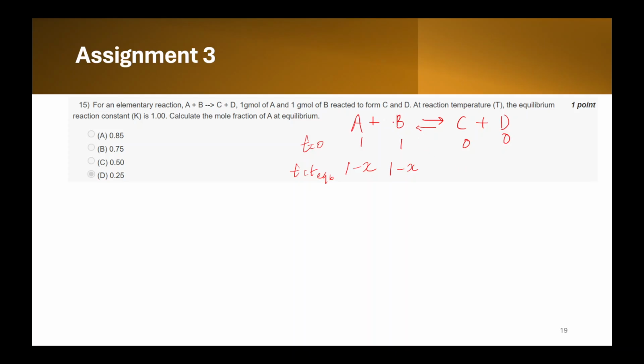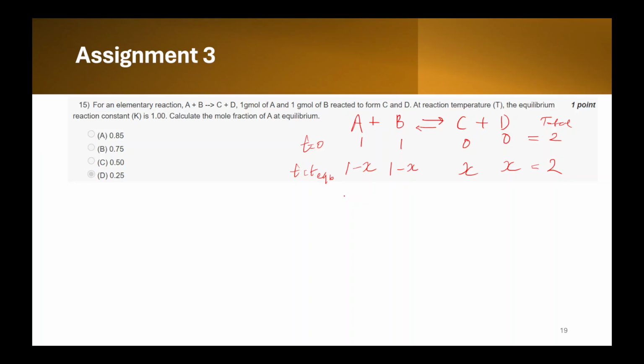Then because of the stoichiometry, the amount of C formed will be X and the amount of D formed will be X. So these are your moles of A, B, C, and D at equilibrium. So the total number of moles is 2. If you add 1 plus 1 plus 0, it is 2. If you add these, 1 minus x plus 1 minus x is 2 minus 2x, and then plus these 2x, it again gives you a total number of moles unchanged, which is 2.